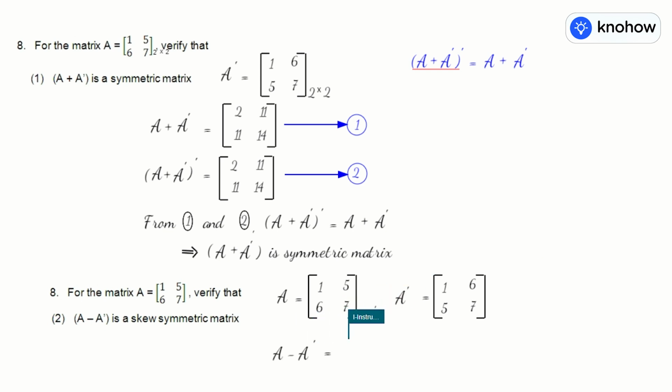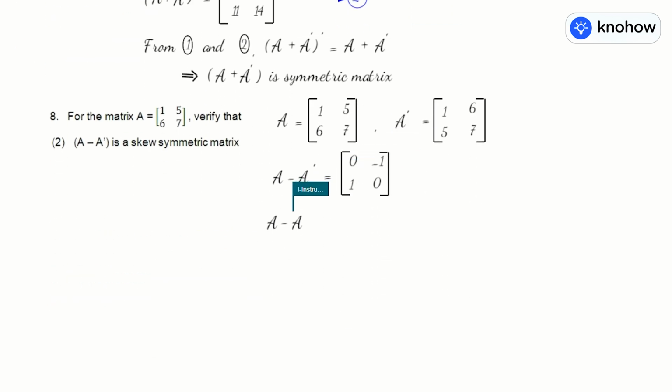So first of all you work out A minus A dash. 1 minus 1, 0; 5 minus 6, minus 1; and 6 minus 5, 1; 7 minus 7, 0. So you have A minus A dash with you. Now let us take the transpose of it. Call A minus A dash as third and find the transpose of this matrix. The elements of the first row 0, minus 1 you write in the first column and 1, 0 you write in the second column.